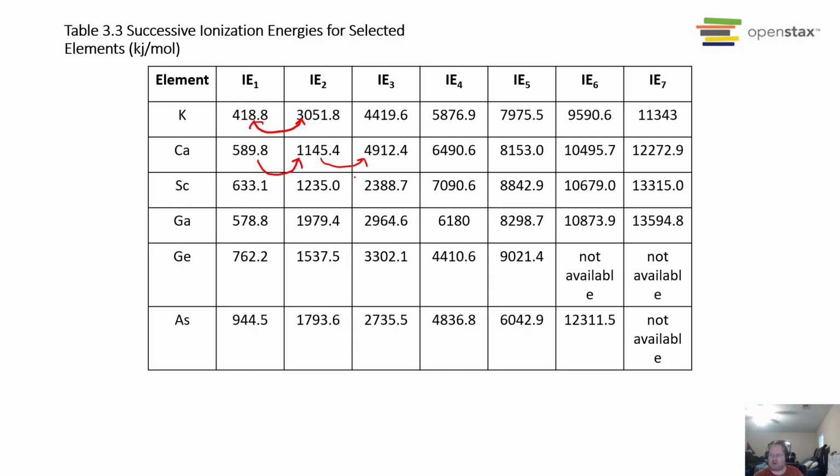It's very large. Now scandium does something like calcium at first. Oh, it only goes up by about 600. Then it goes up by 1,100. And then it goes up by 4,700. And what you'll see is there's this barrier that gets passed where the number suddenly gets much larger.